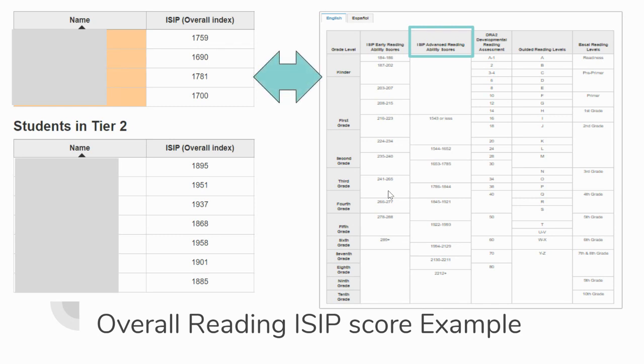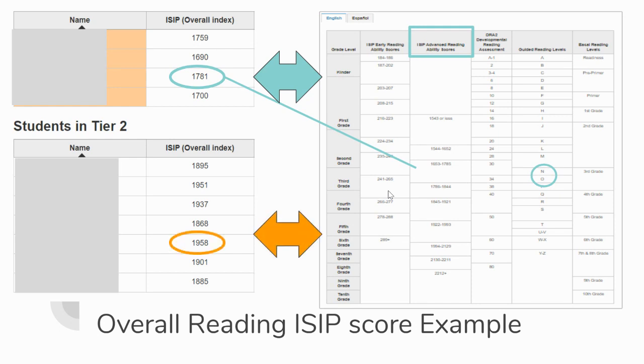Let's look at this first score. The student scored 1781. That is their overall ICIP score. So I'm going to head over to my chart and find the band for 1781. I can see it's here where it says 1663 to 1785. So this student scored at the higher end of that band. I would probably put them at a level O, but I might start them out at a level N just to be sure. Let's look at another example.